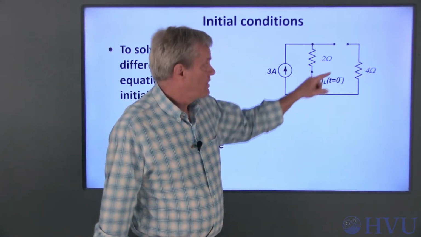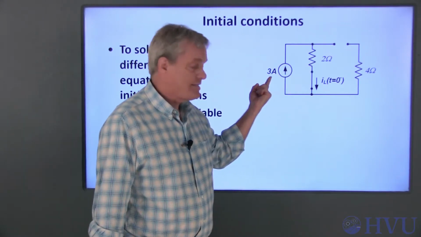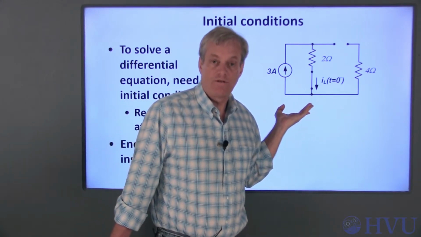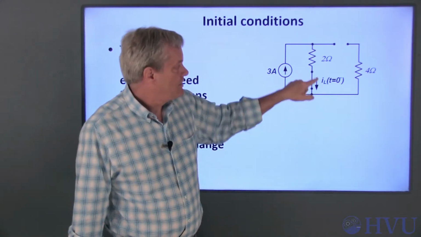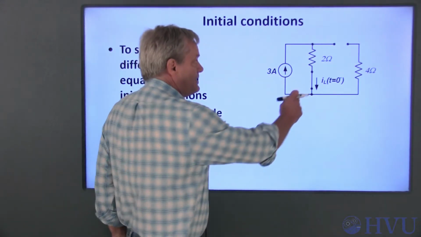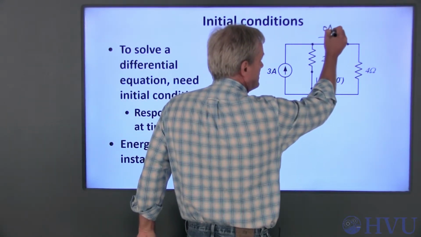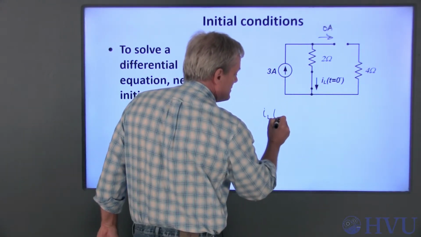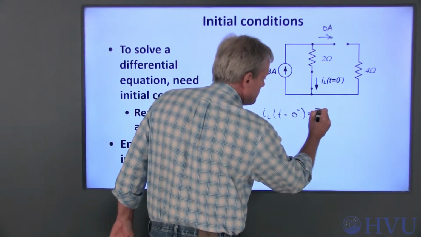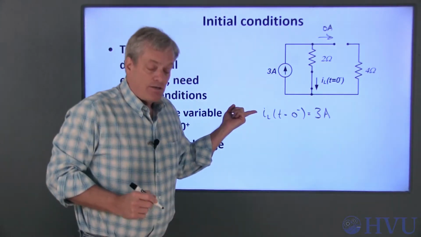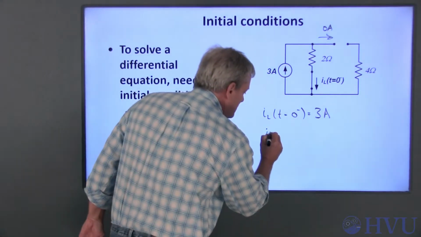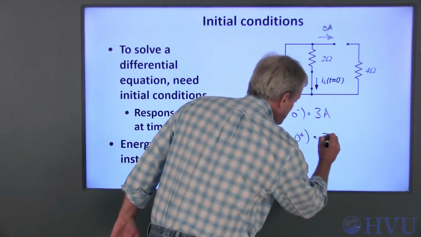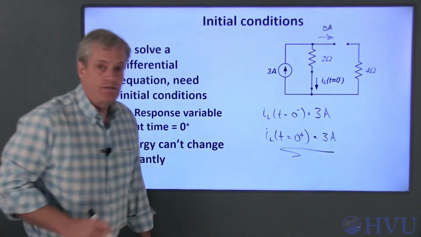Just before the switch closes, the switch is an open circuit. The input's constant, and this switch has been in this position for a long time, so all the voltages and currents in the circuit have become constant. That means that the inductor looks like a short circuit. Since this is a short circuit and this current is 0 amps, all of this 3 amp source current is going through this inductor, and I sub L at t equals 0 minus is equal to 3 amps. Since inductor currents can't change instantly, that means that the inductor current at t equals 0 plus, just after the switch closes, is also 3 amps. And that's our initial condition.